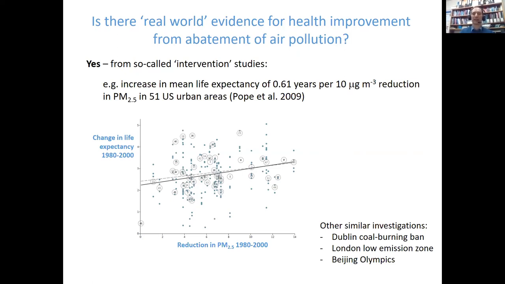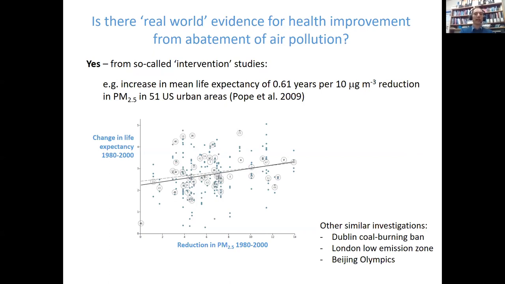There's a classic example in Dublin, in Ireland, from the early 1990s, where they introduced a coal burning ban overnight. And that was a huge source of air pollution in Dublin. Following through for several years after that ban, they could see that there was an increase in life expectancy and a reduction in mortality rates. But there are other examples, such as introduction of low emission zones in London and elsewhere, or changes in travel associated with Beijing and other Olympic events.